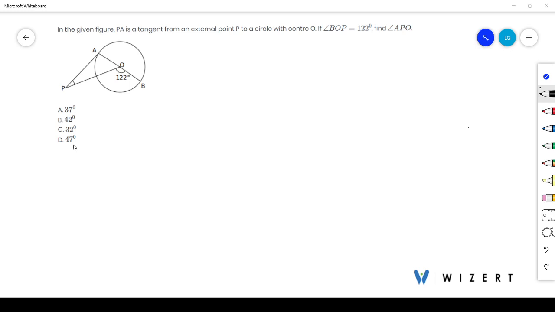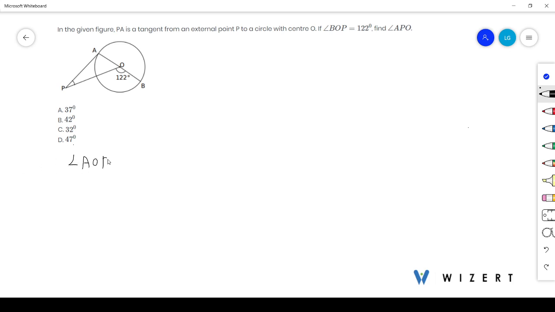Our question is, in the given figure, PA is a tangent from an external point P to a circle with a center O. If angle BOP equals 122 degrees, find angle APO.